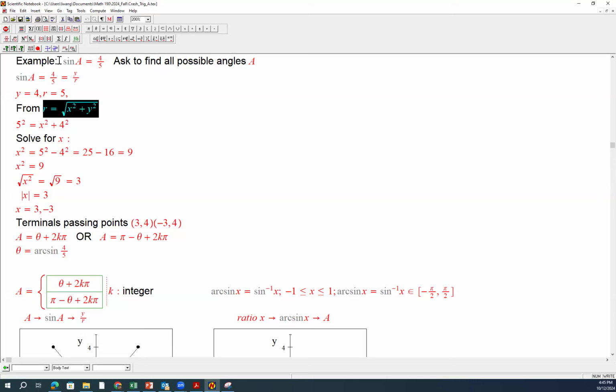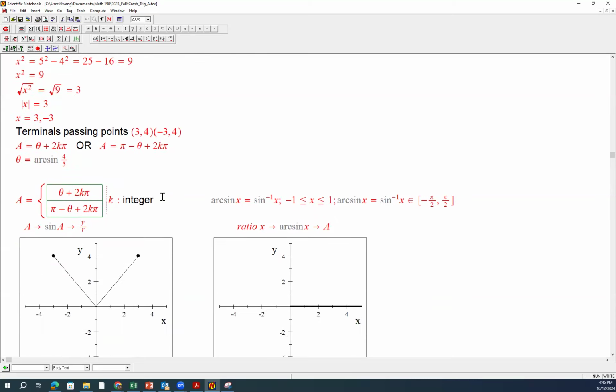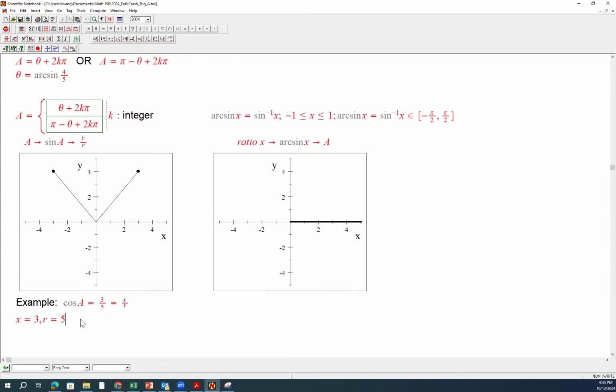So we're going to be using the same relationship. You see, it's going to be similarity. This one we know y, in the other one we know x, right? We're going to use the same relationship, which is r squared equals x squared plus y squared.